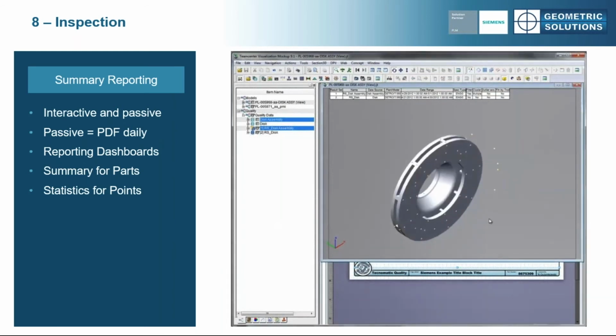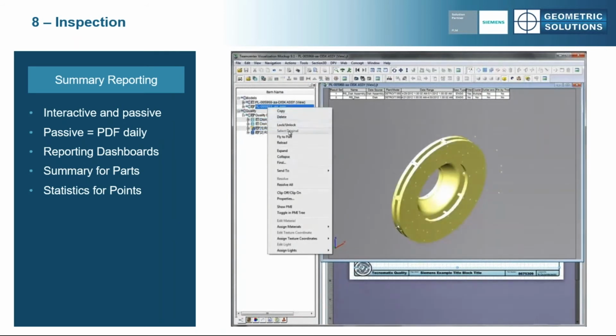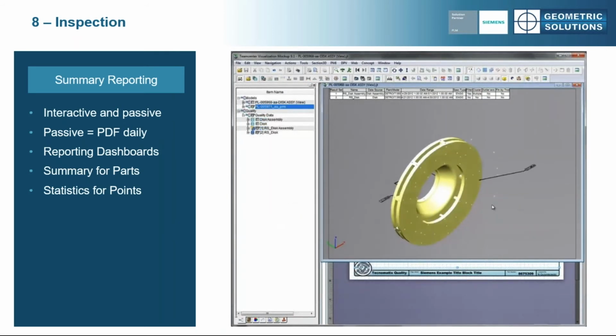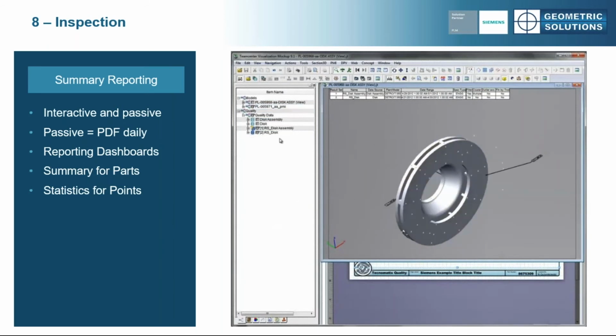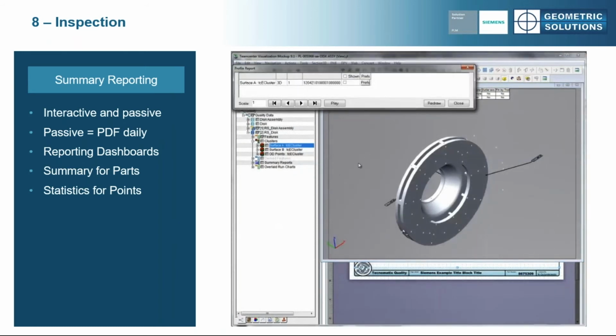There's reporting dashboards, so I can actually see how well the parts are doing, and I can get summaries for parts. How well did a part do all by itself? You know, I can get statistics for individual points. I don't have to run separate SPC programs. I don't have to pull it into Excel. I don't have to do any of that stuff. It's all there waiting for me to see.